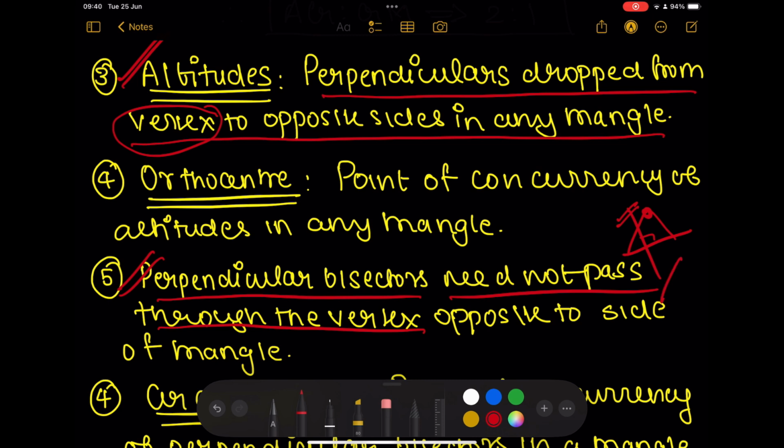Whereas altitudes, in case of altitudes, they must pass to the opposite vertex and they must be perpendicular to the opposite side. Clear? So that is the difference between your perpendicular bisectors and altitudes. It is very important for you to know this, right?